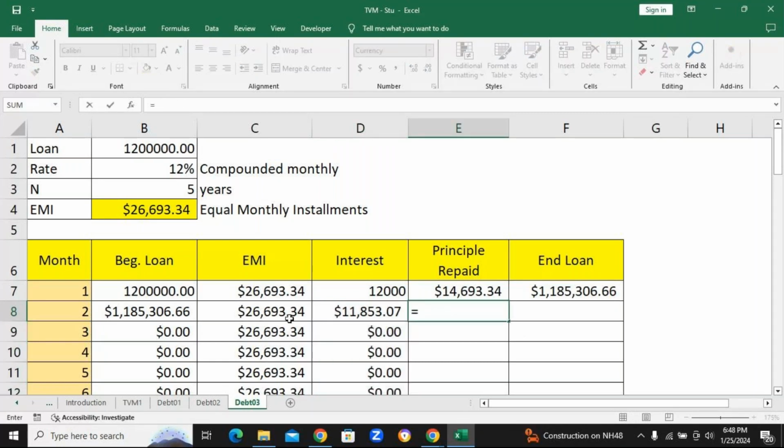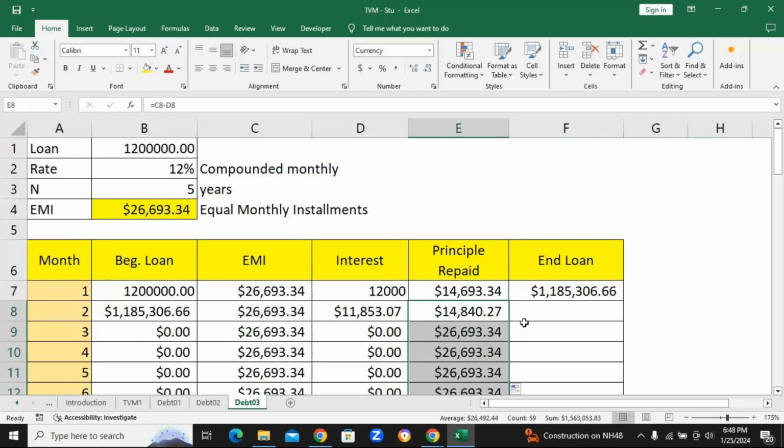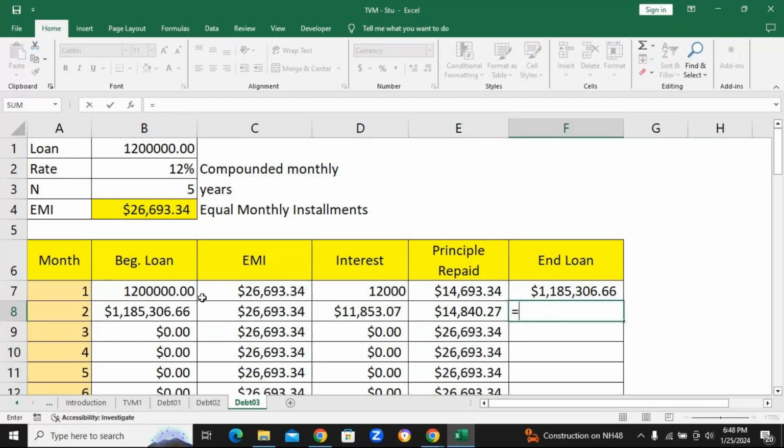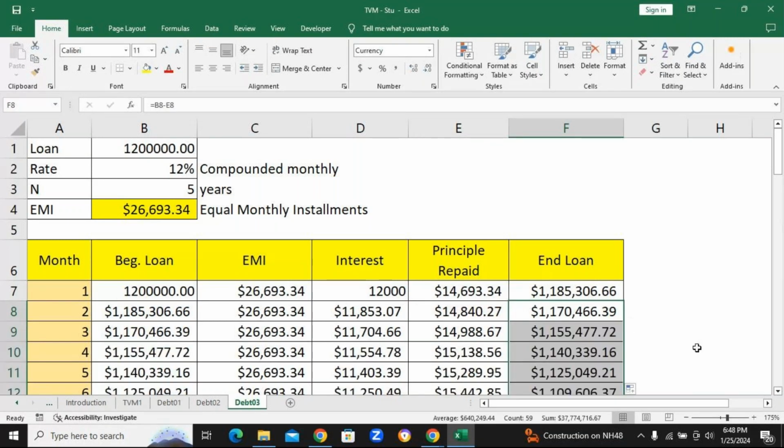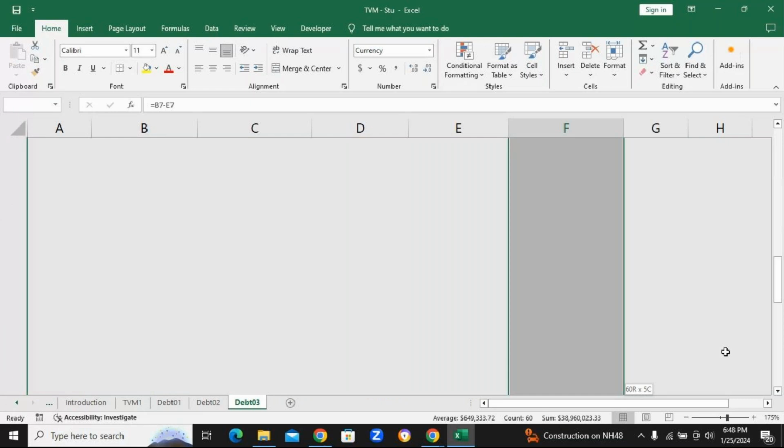Principal repaid is EMI minus interest. I'll come here and do the fill handle. Now end loan equals beginning loan amount minus principal repaid. I'll come here, double click. In order to check, I'll put my cursor at the beginning and press Control Shift and down arrow. In the last, it should be 0.